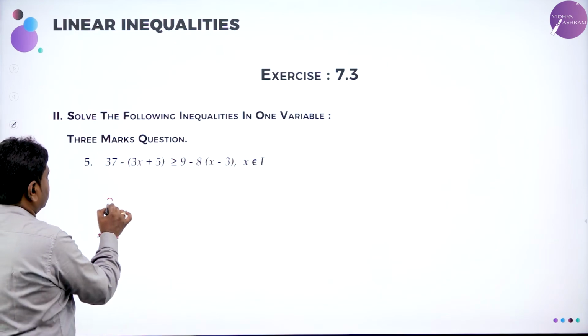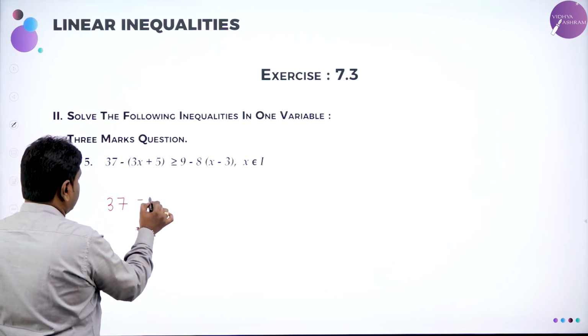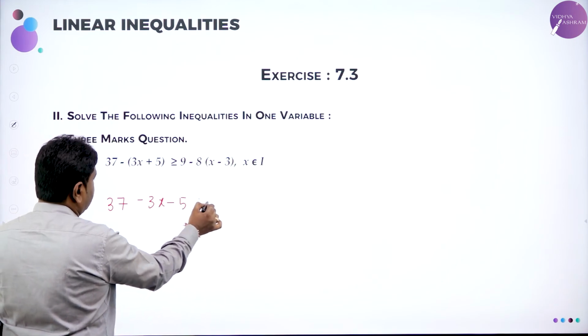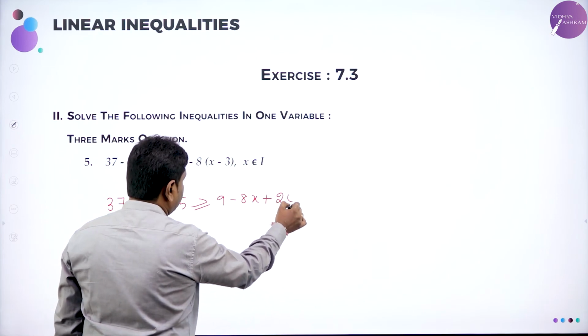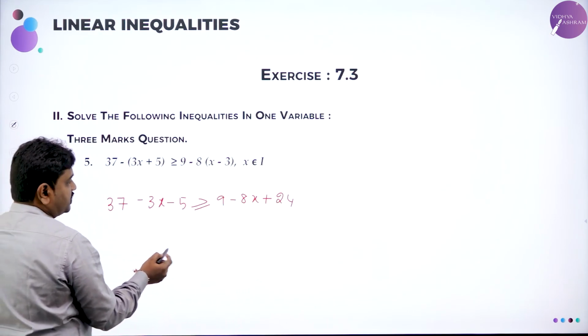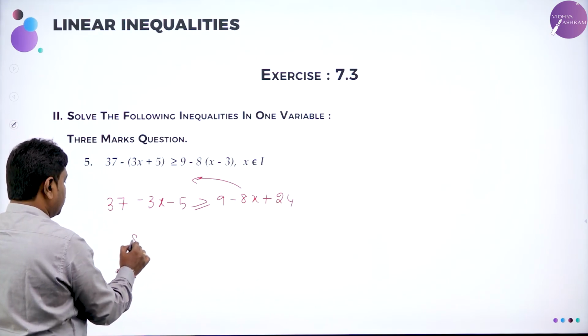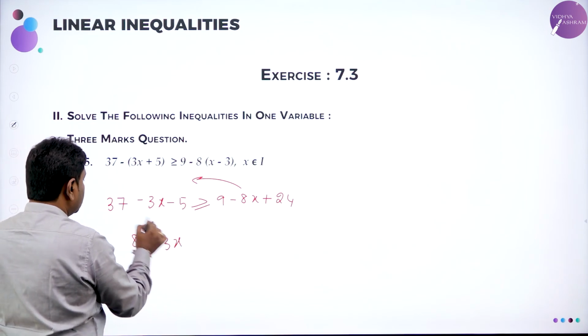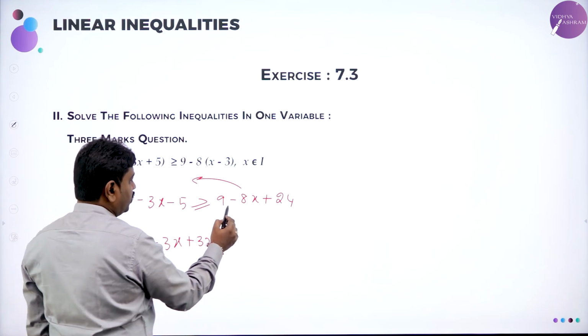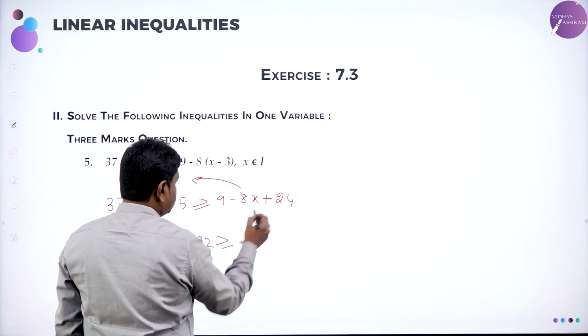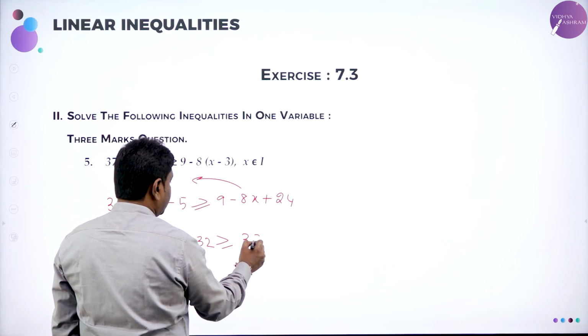Similarly, they give 37 minus, open the bracket, so it will become minus 3x minus 5 greater than or equal to 9 minus 8x minus into minus plus 3 8s is 24. And bring x terms to one side, minus x, bring this side, so it will become positive 8x minus 3x. 37 minus 5 is positive 32 greater than or equal to 9 plus 24. 9 plus 24 becomes 33.